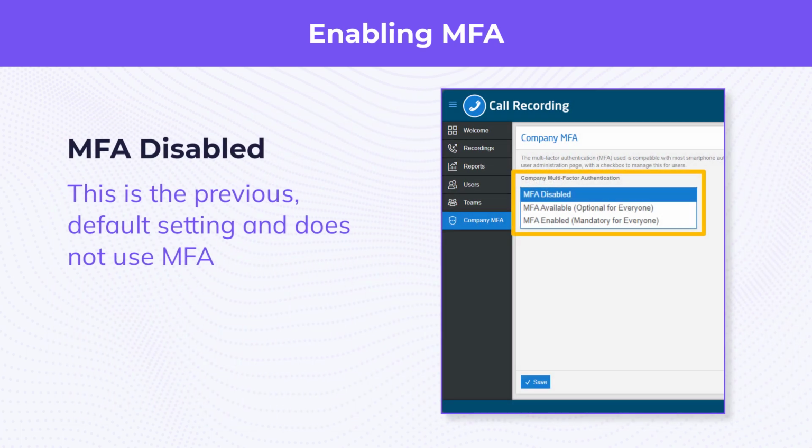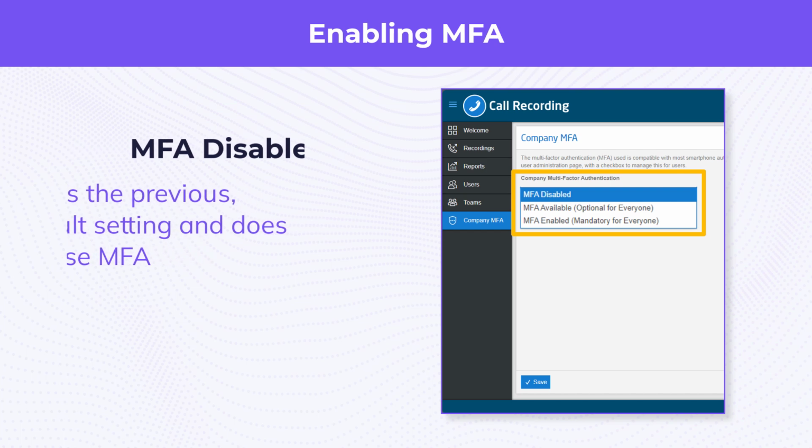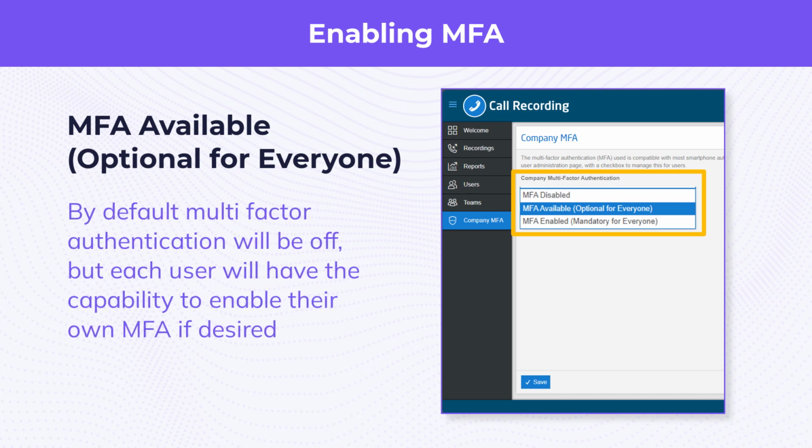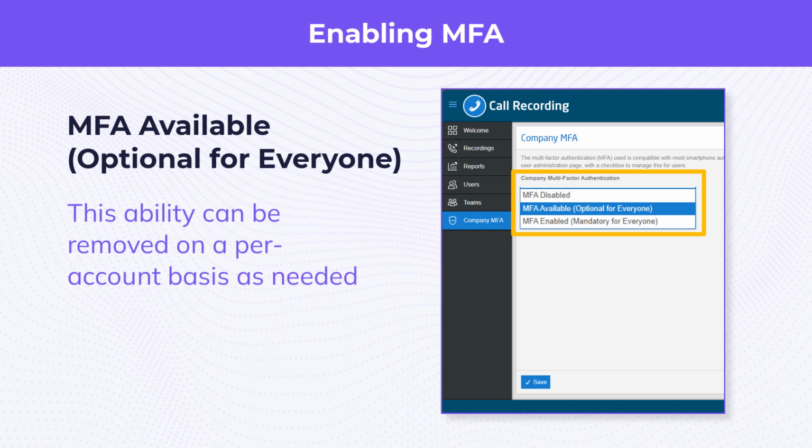MFA disabled. This is the previous default setting and no MFA is used. MFA available, optional for everyone. This allows individual users to decide whether they wish to use multi-factor authentication. By default, multi-factor authentication will be off, but each user will have the capability to enable their own MFA if desired. This ability can be removed on a per account basis as needed.